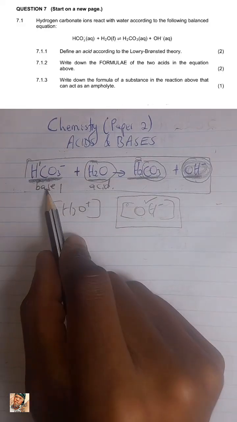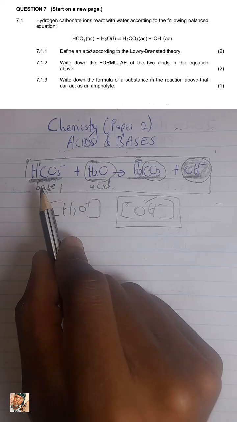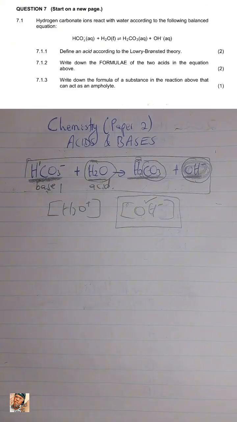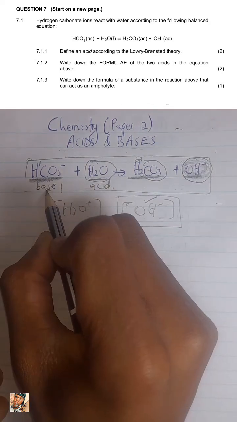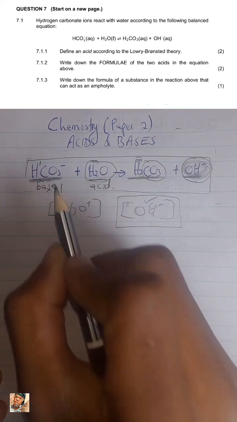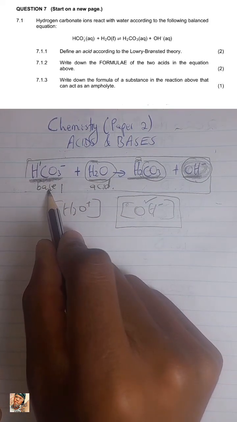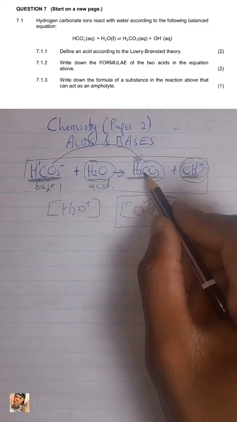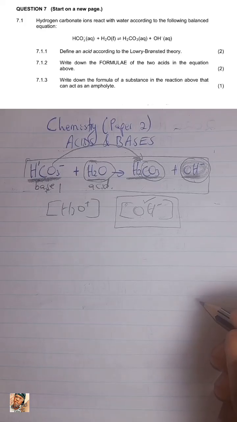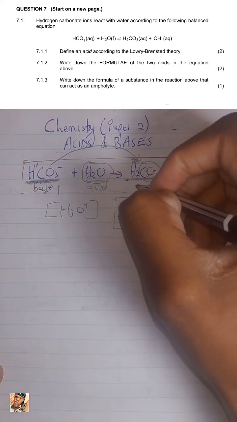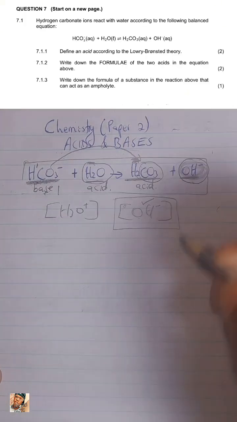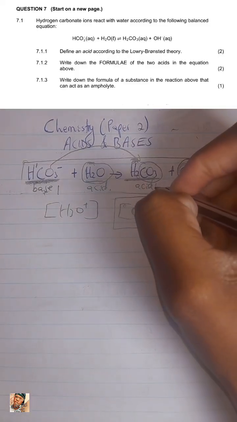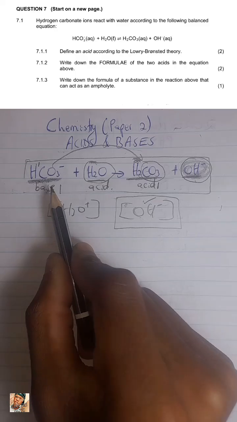Since this has accepted a proton, it must be the base, but whatever it is going to form must be the acid. So this has accepted the proton and it is base 1, but what did it form after accepting the proton? It has formed the hydrogen carbonate. So this hydrogen carbonate must be the acid. This must be acid 1 because it has been formed by base 1.